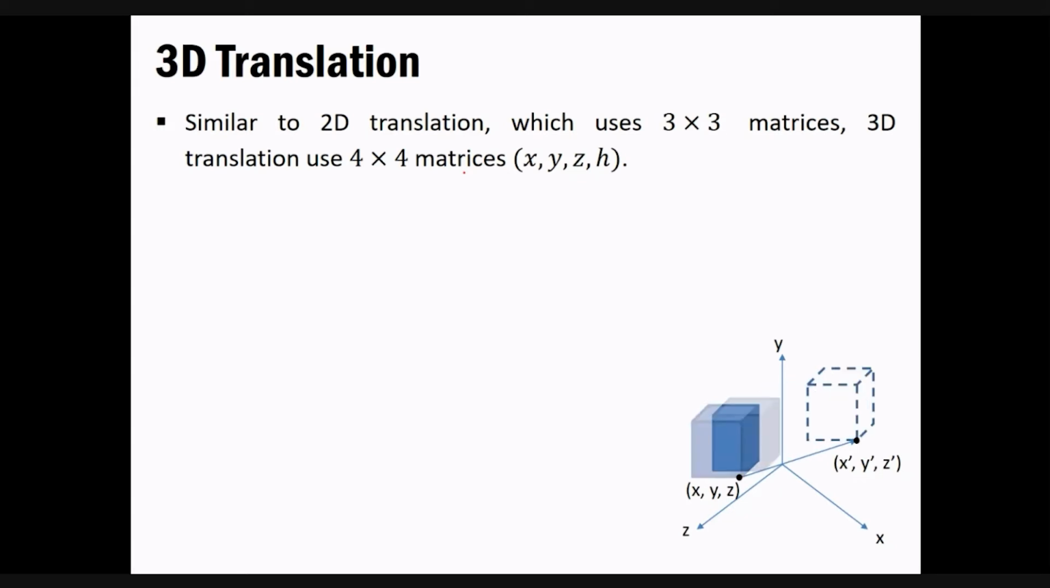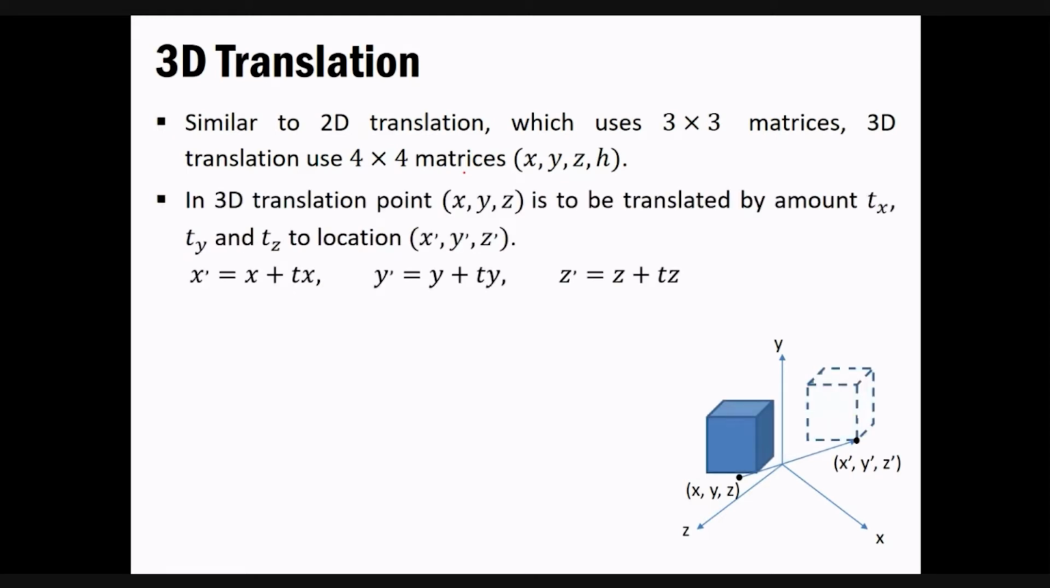Now whatever things we have seen, we just need to extend the same thing and apply it in this 3D translation. So we will see how we can achieve this. In 3D translation, point XYZ is to be translated by, obviously, the information you are given about where you want to translate. So three such values will be TX, TY, and TZ, to the updated location, that is X dash, Y dash, and Z dash.